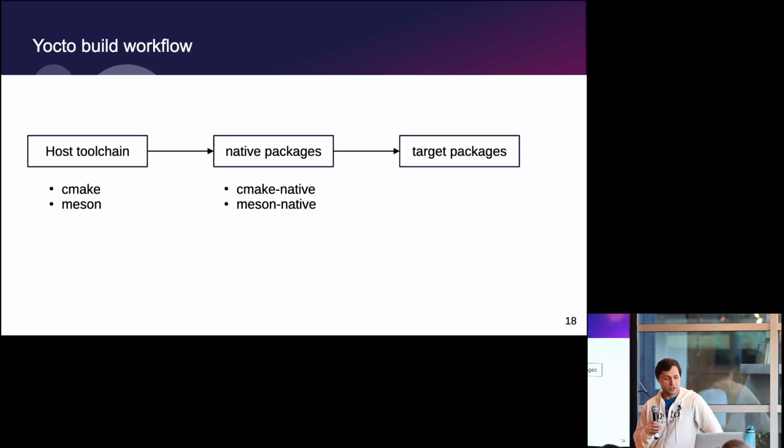Now let's see the build workflow, how we build systemd. So normally when you build images or any other software, you have your host toolchain, or you have all the required packages you see in the manual, which you have to install. That includes, for example, build systems like CMake or Meson. And then you build native packages which are going to be run during the build, to build a cross toolchain and to build the target packages.